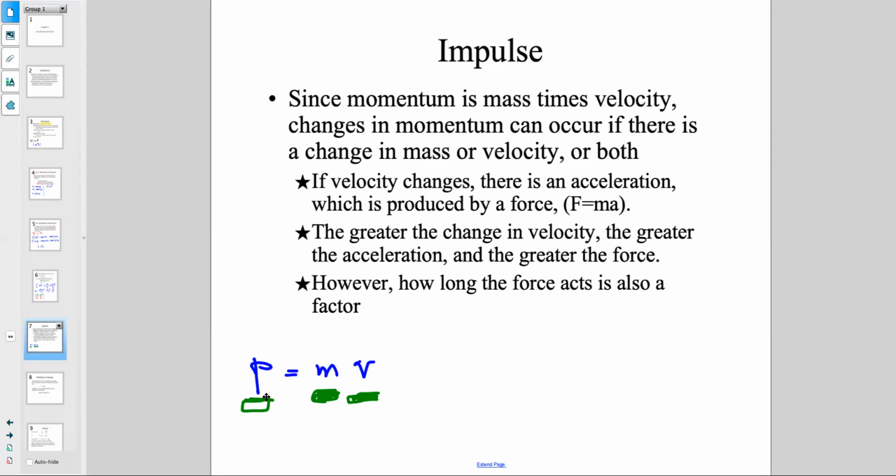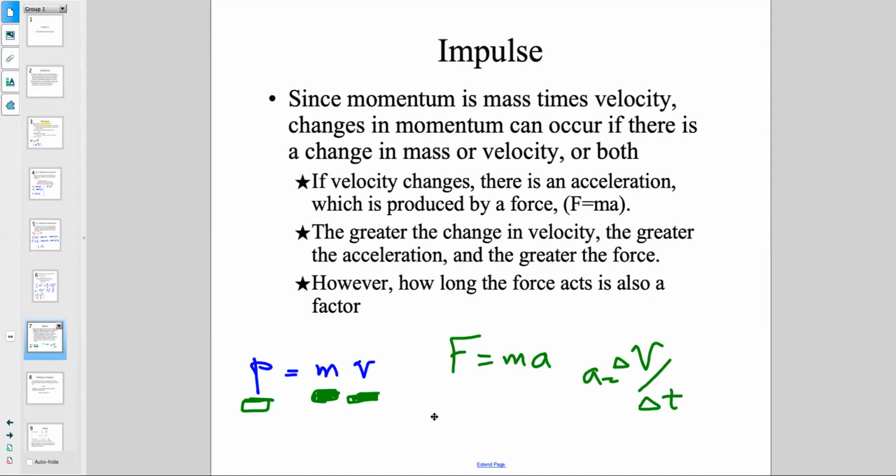We know if there is a velocity change, there is an acceleration, which could produce a force because F equals ma. And if a is delta v over delta t, if the velocity changes, then the acceleration changes. And if the acceleration changes, this will cause a force. Okay, so the greater the change in velocity, the greater the acceleration and the greater the force.